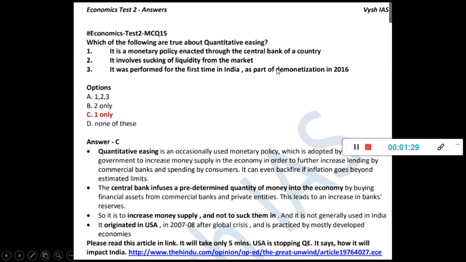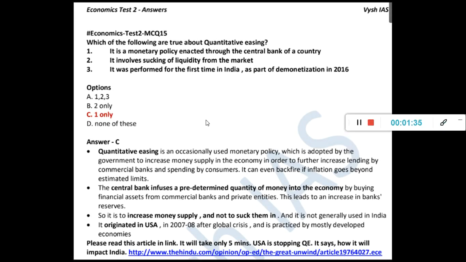Answer is 1 only. It is indeed a monetary policy enacted by the central bank of a country, but it's actually something which happens more in the US. It originated there. It is an occasionally used monetary policy adopted by the government to increase money supply in the economy in order to further increase lending by commercial banks and spending by consumers. It can even backfire if inflation goes beyond estimated limits. So this is not sucking of liquidity from the market, instead pumping more liquidity into the market.